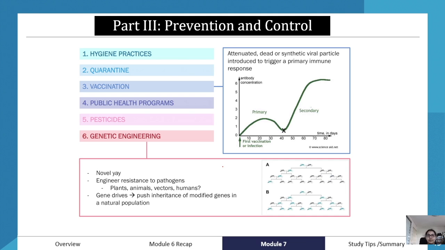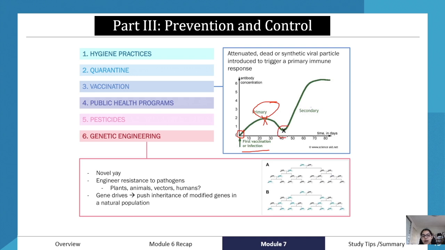So vaccination: attenuated, dead, or synthetic viral particle introduced to trigger a primary response. You can see the graph. Through this, the antibody concentration, as you can see, after the first vaccine, infection happens here. The primary response, the first time around the whole immune system response happens, we get this antibody concentration, which happens over 40 days. Happens over like 20-25 days.